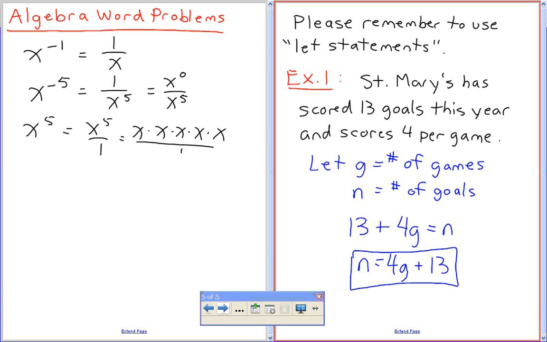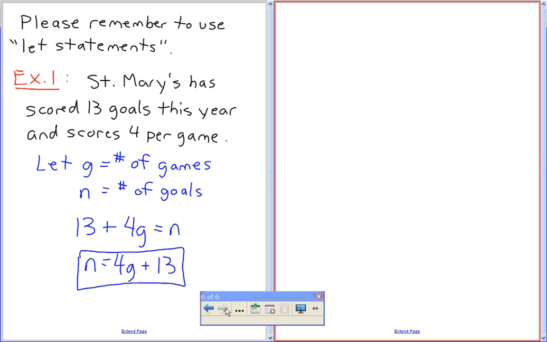Now, what the question would say in this unit, I would say, if the Mustangs score 100 goals this year, how many games do they play? That's what the question would say. I want to do one more example to get the equation set up, and we'll start doing some real examples here. Example 2.